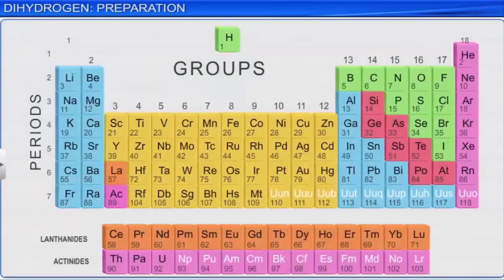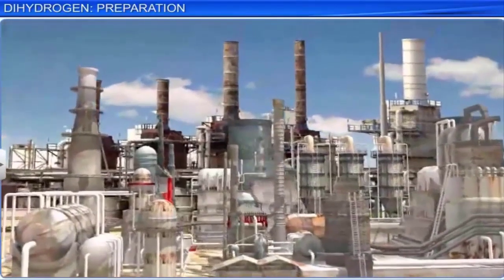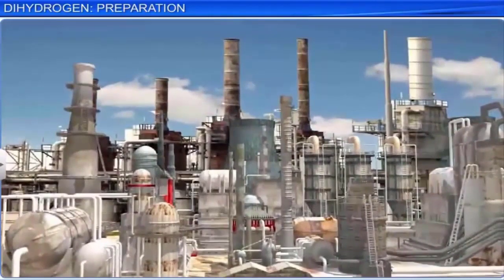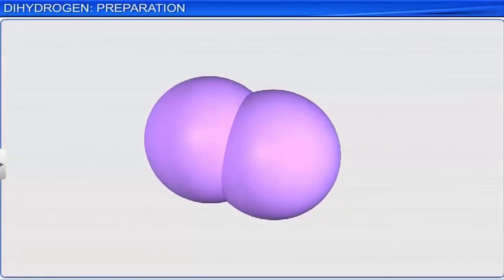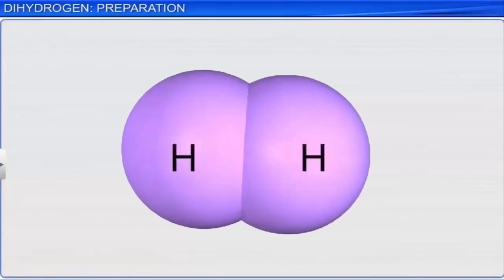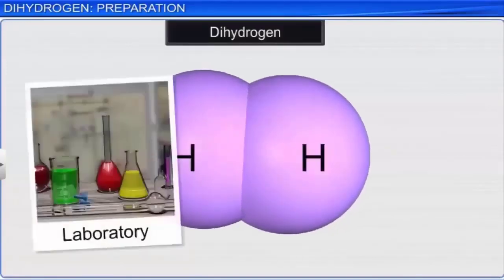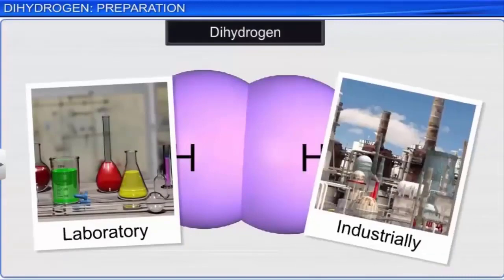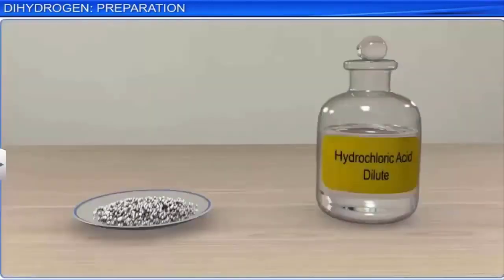This uniqueness of hydrogen makes it an industrially important element. Now, let's look at the ways to prepare dihydrogen both in the laboratory and industrially. In the laboratory, the most common way of preparing hydrogen is by the reaction of granulated zinc with dilute hydrochloric acid.